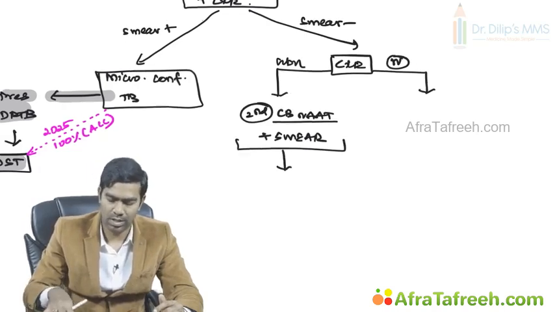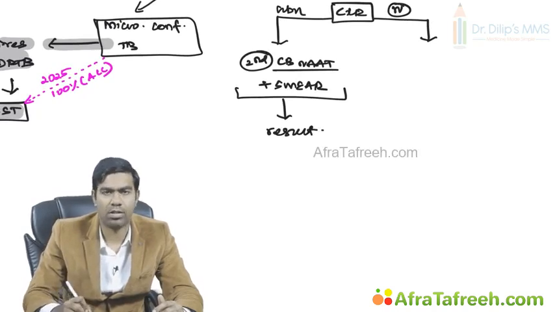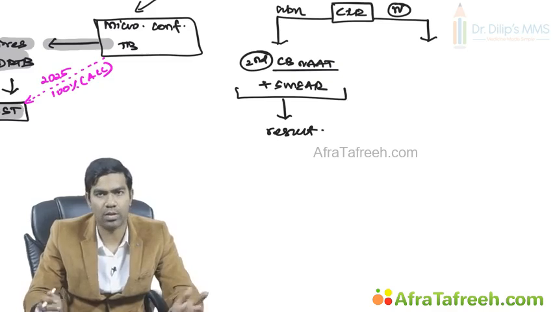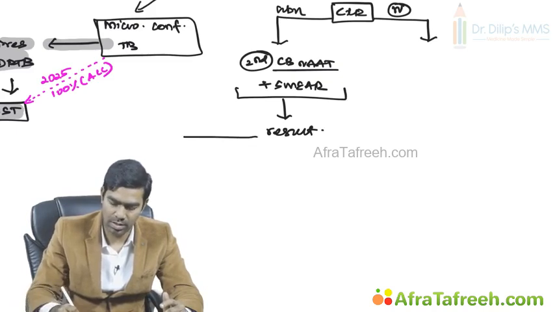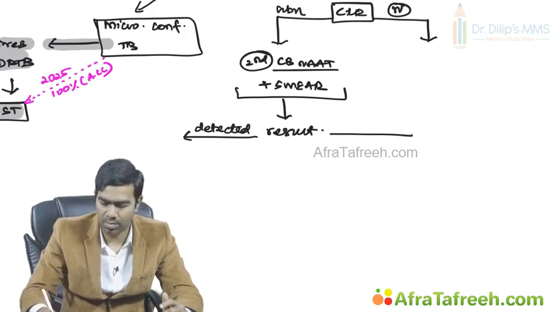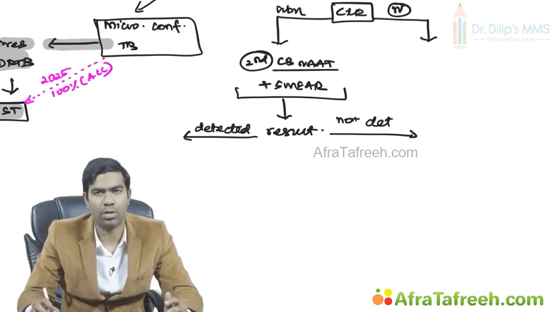So now the results of CBNAT will come. What are the results of this GeneXpert? The GeneXpert result may come as organism is detected, or it can come as organism is not detected. If the organism is not detected, it's very unlikely to be having tuberculosis.